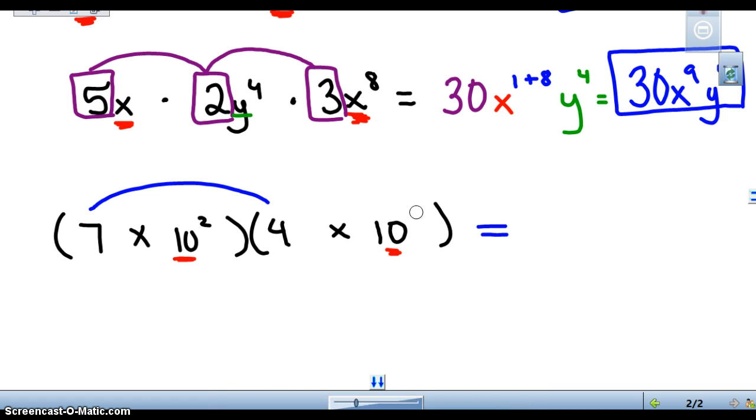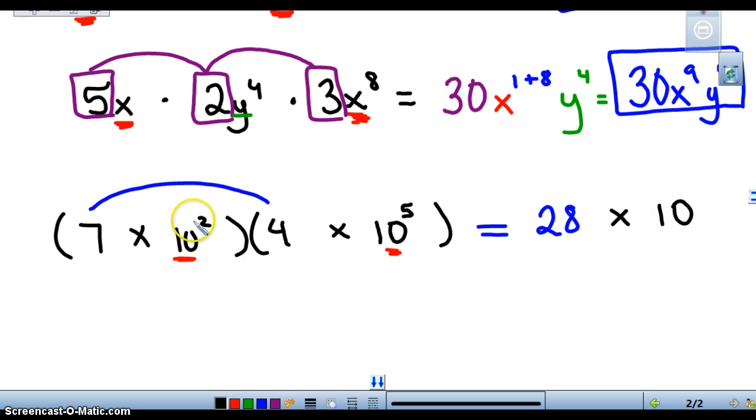Yes, this is it. What's 7 times 4? 28. Times 10, our common base. And what do we do with the exponents? Add them. 28 times 10 to the 7th. Is this our final answer? No, why not? Very good. So the scientific notation is not correct, right?